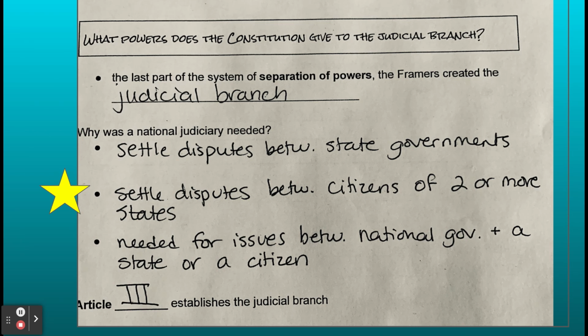All right. So we got the list there of the need for a national court. And the key thing is to make sure that you have this second bullet, settling disputes between citizens of two or more states. And then we also have down here, you need to be able to deal with issues and settle disputes between the national government and a state or a citizen. Okay, so these two I think were not on as many papers as the first one, but you may need to add something, you may not.